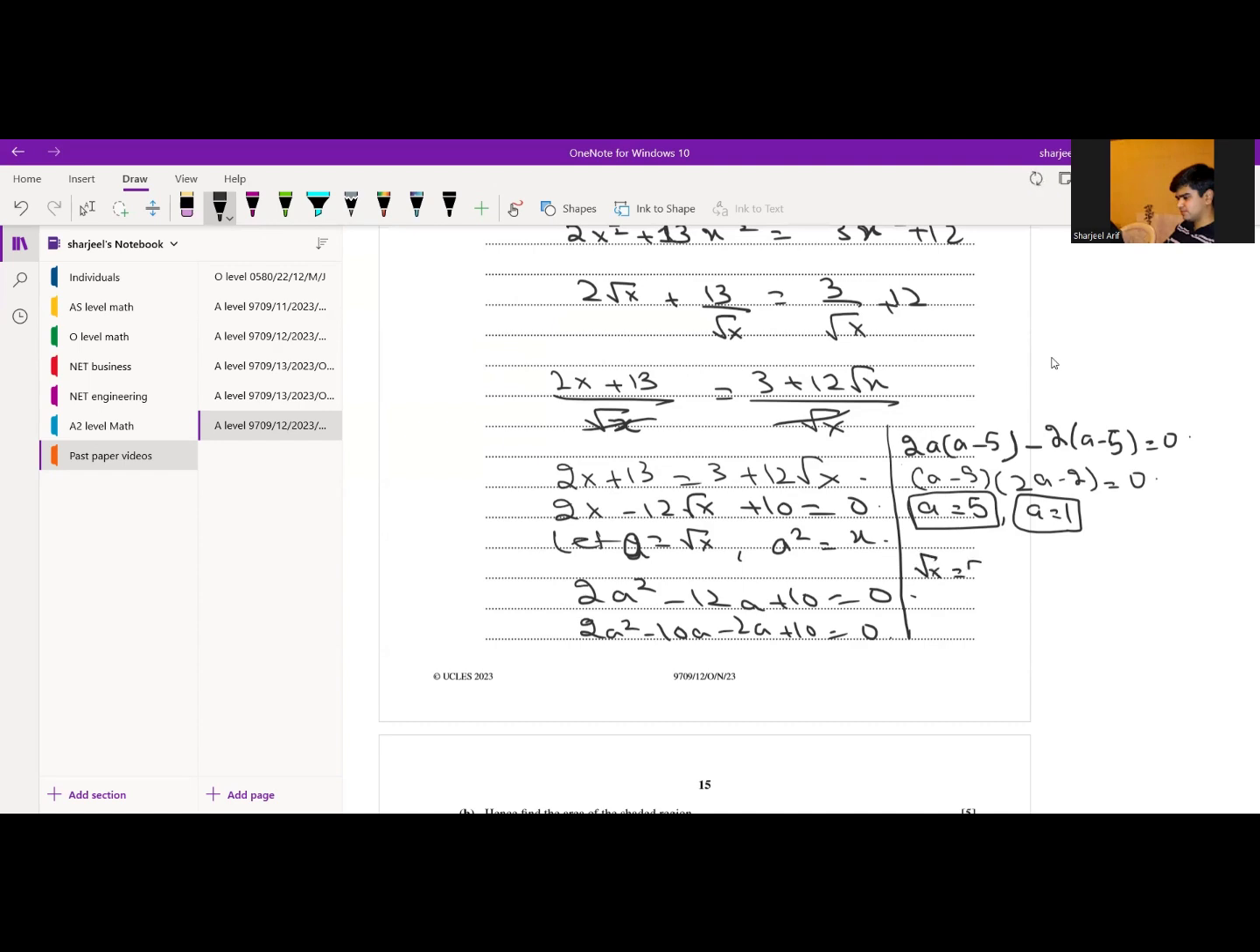So this means under root x equal to 5. So x will be 25, and under root x equal to 1, so this means x is equal to 1. So these are the two answers.